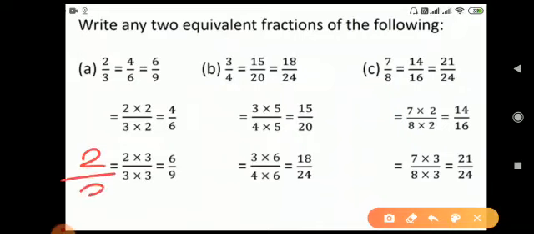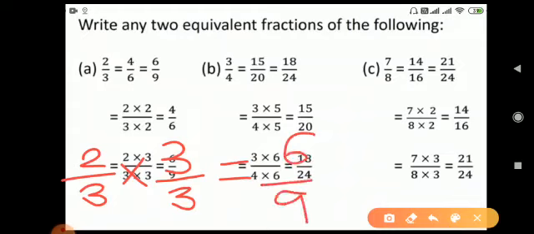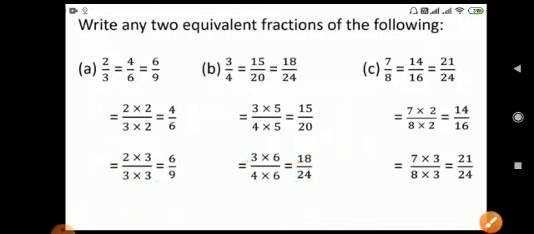Let us find another equivalent fraction. Here I will multiply this fraction with 3 in the numerator and again 3 in the denominator. So I will get 6 upon 9. 6 upon 9 is another equivalent fraction of 2 upon 3. Like this you have to solve to get equivalent fractions.